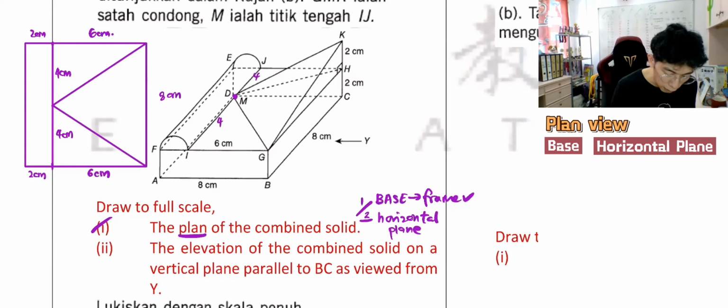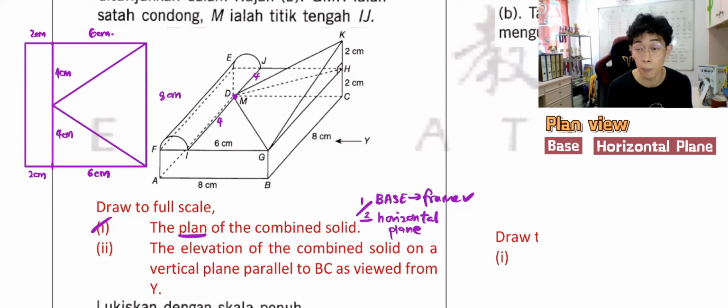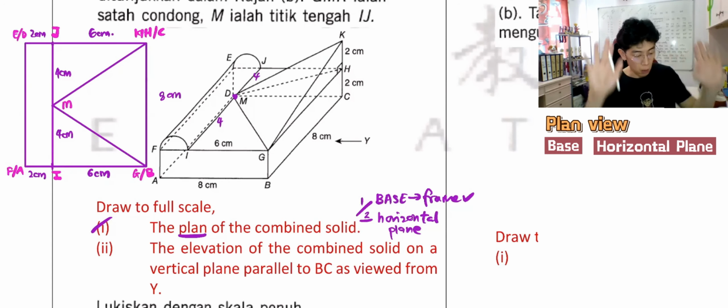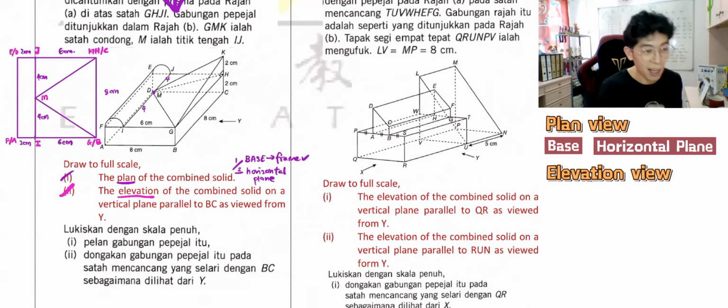So I'm going to do the labeling now. You check whether you get the same alphabets or not. So I will get my E over here, D, and over here it will be one J there, and this will be K, H, and C, and over here there will be this middle M, and over here there will be I, F, A, and then G, B. That's all. Number 2, the elevation.